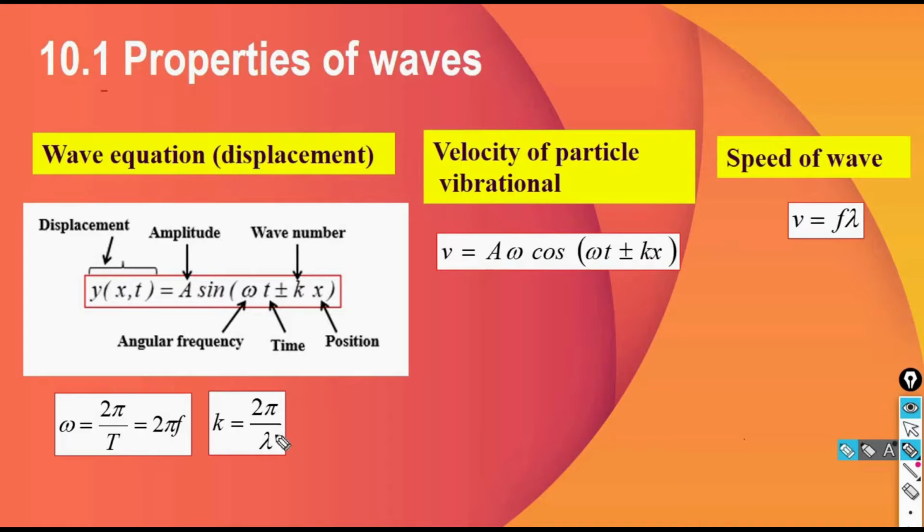2 pi over lambda. The next equation is the velocity of a particle vibrating. That is the velocity of the particle along the wave, given as v equals A omega cos(omega t plus or minus kx). Next is the speed of the wave, given as v equals f lambda.